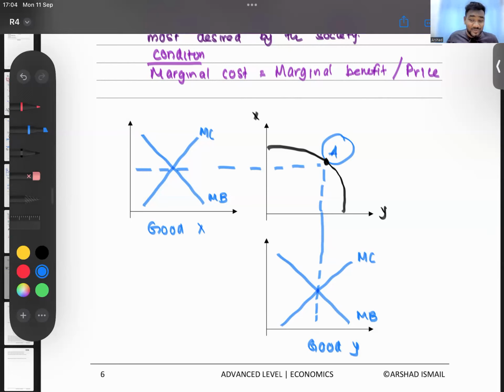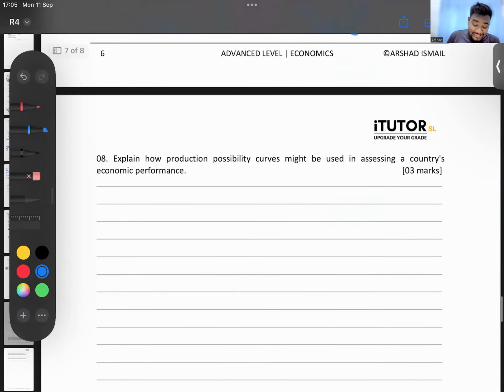You were supposed to go through it. I'll give you all a few minutes if you all want to just complete this diagram. Right. And now we'll get into question number 6.